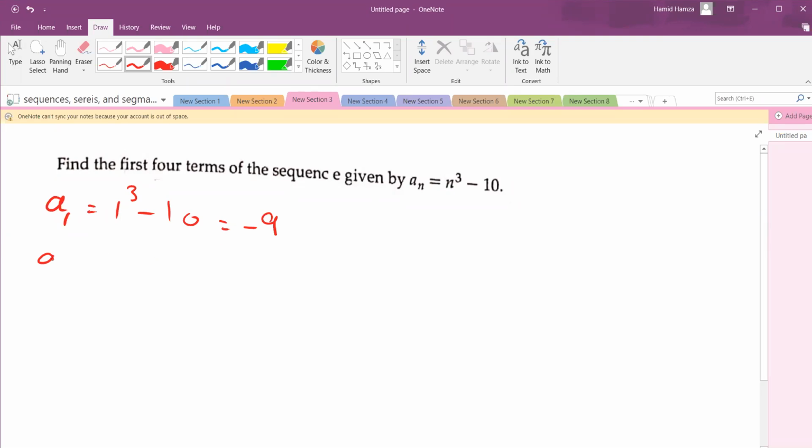a2 will be 2^3 minus 10. 2^3 is 8, and 8 minus 10 will be negative 2. a3 will be 3^3 minus 10. 3^3 is 27, and 27 minus 10 will be 17.